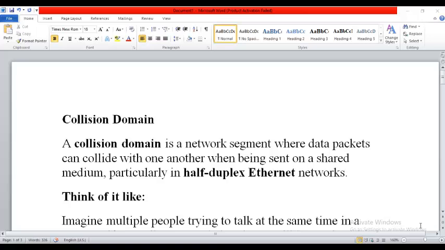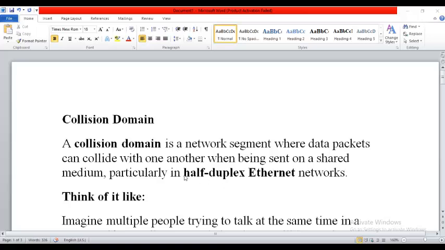A collision domain is a network segment where data packets can collide with one another when being sent on a shared medium. And mostly collision happens when there is a half duplex Ethernet network. See, this is a common definition for collision domain. This won't fit for all environments. Here they are giving one small example where a collision can occur.